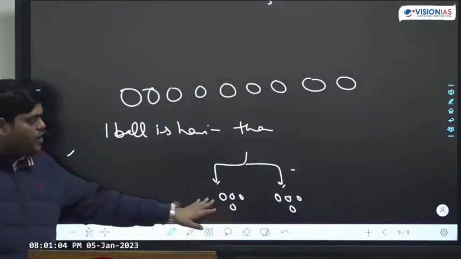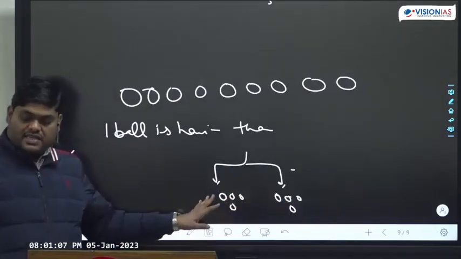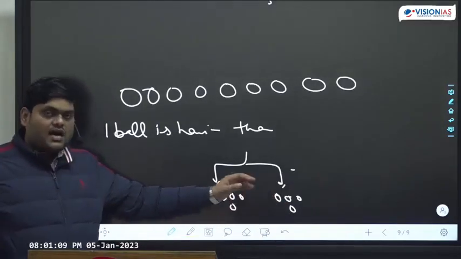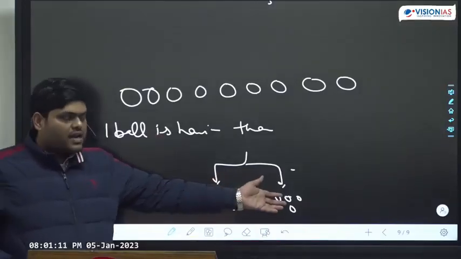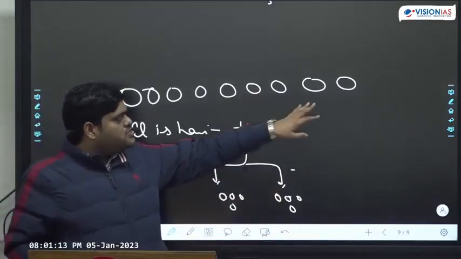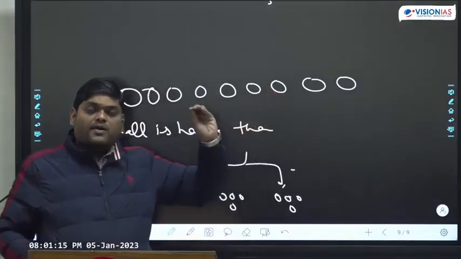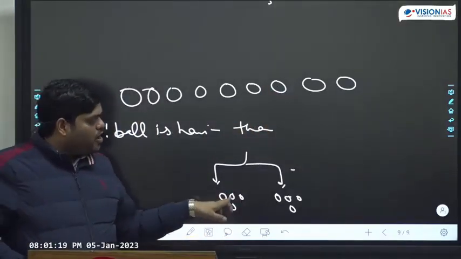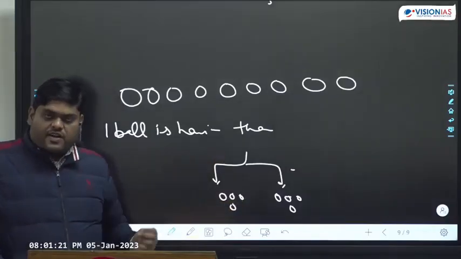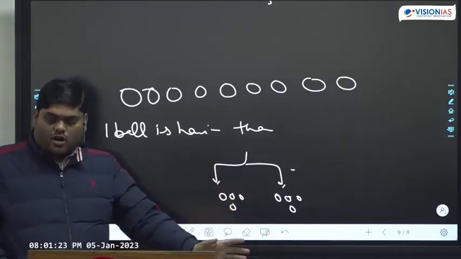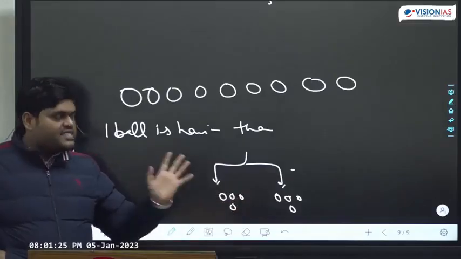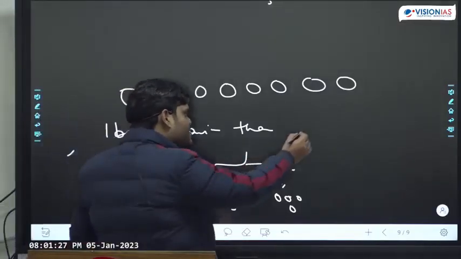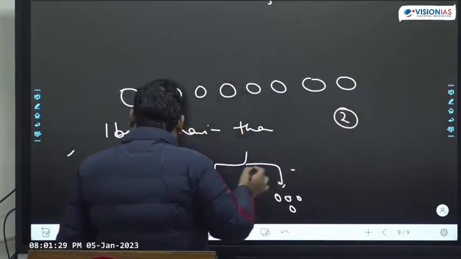See, if we put 4 balls here and 4 balls here, then you are assuming both are equal, and if both are equal, the last ball is the heavier one. But there is a problem in this concept. If out of these 4 balls, 1 ball is heavier, then what will we do? The answer should be sure shot, that means in any case we will get the answer. The correct answer is 2.